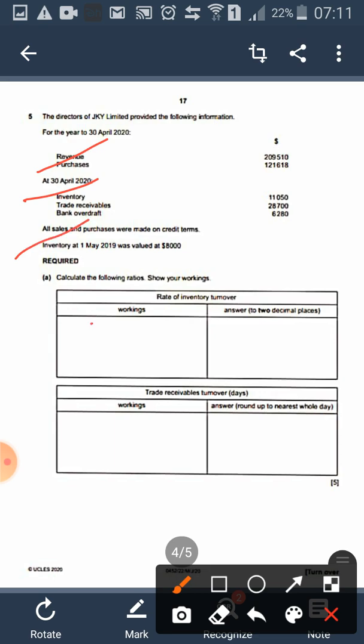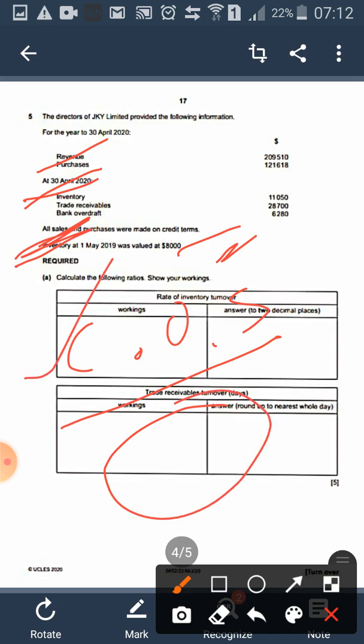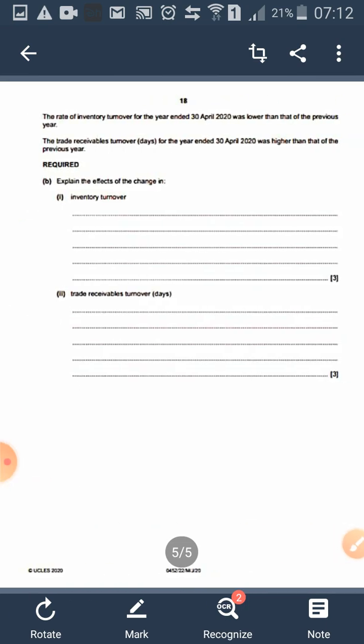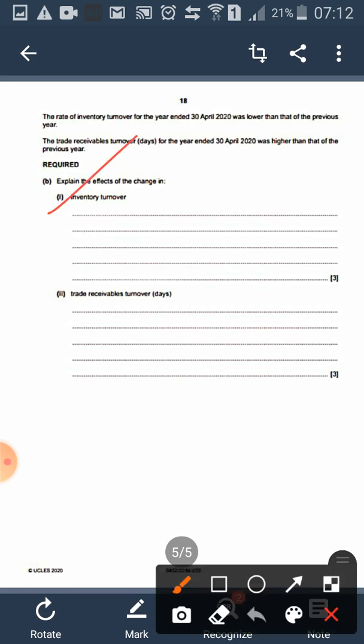Yes, so once you get the cost of sales, you will divide it by average inventory. Average inventory means what? Opening inventory plus closing inventory divided by 2. Yes, so you will put that over here, and then you will divide cost of sales by average inventory. The answer which you will get, that is your rate of inventory turnover. And explain the effects of change in inventory turnover. Like, this is the next question.